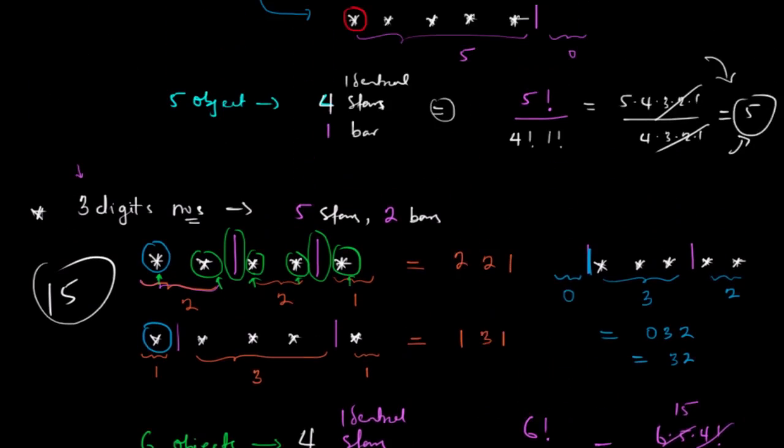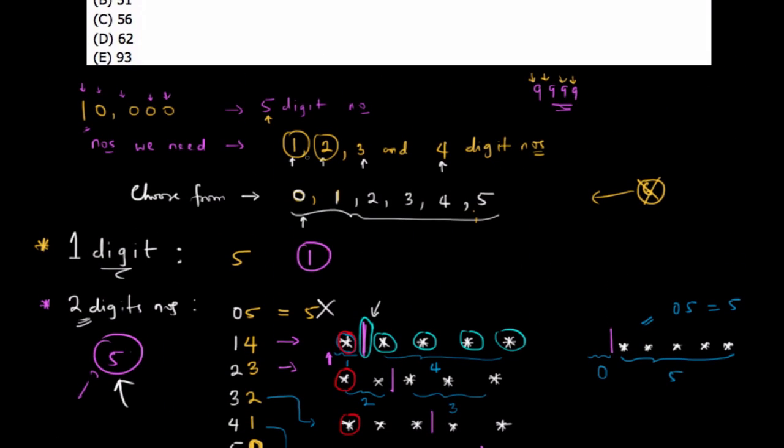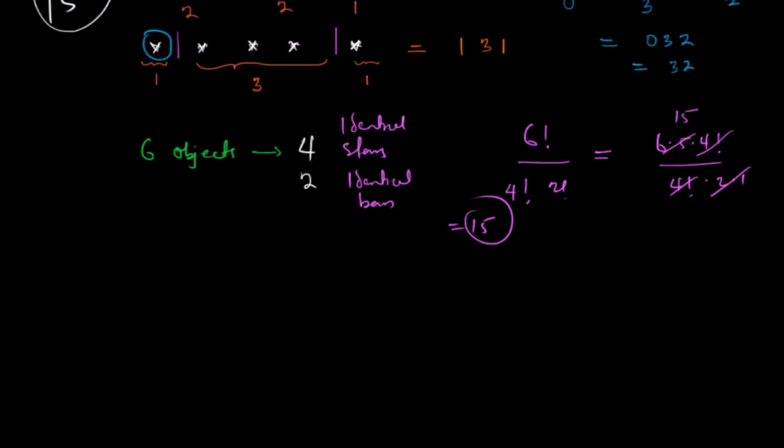Now the next thing is to consider the last case. We said we are considering 1, 2, 3 and now 4-digit numbers. So that's the last case I'm considering, the 4-digit number case. You can pause this video and see if you can determine the number of stars and bars for the 4-digit case.